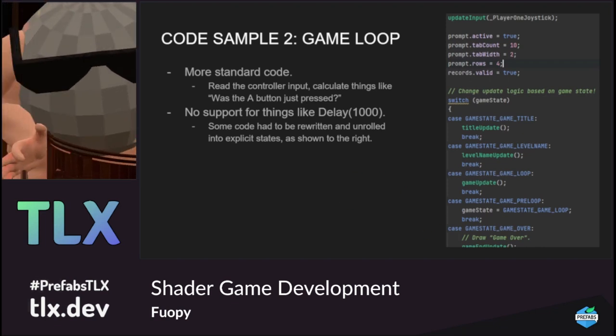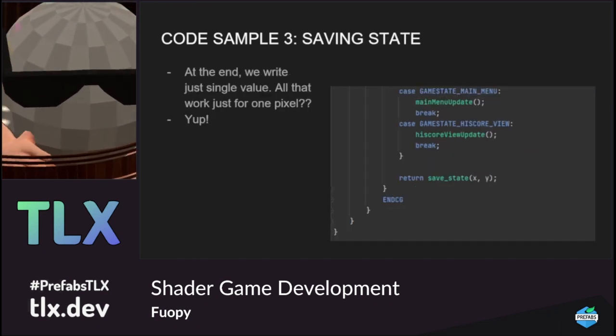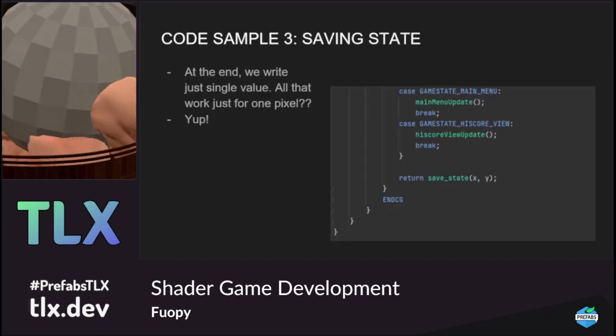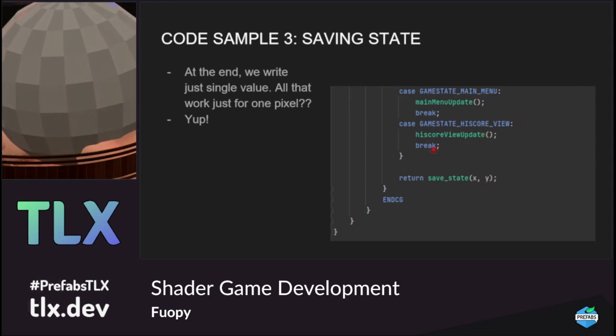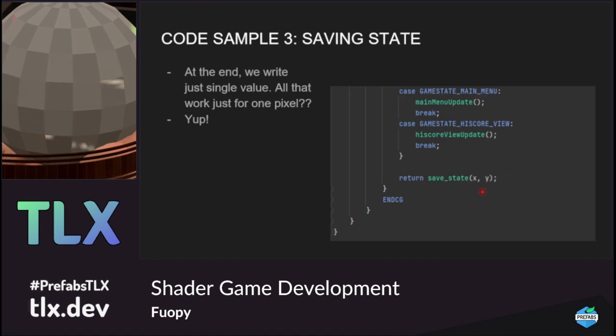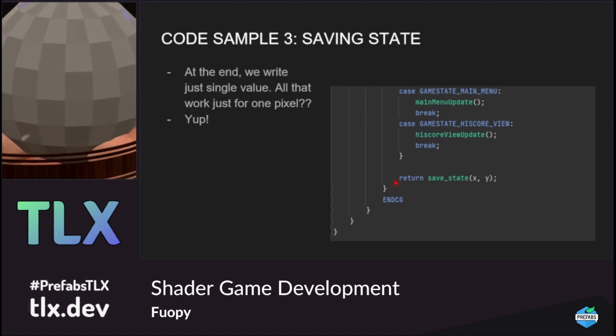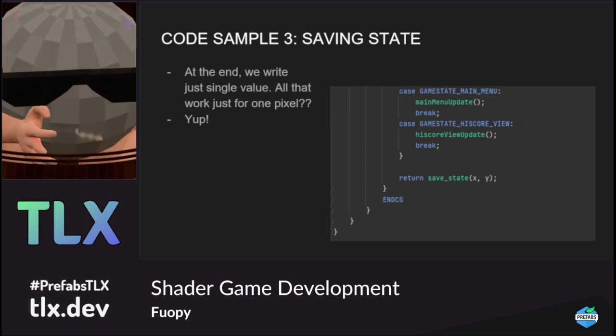So next we will go and take a look at saving state. After all the update logic has been processed, we just do our little save state function. Once again, our only input was an X and Y value, and our only output is a color. So what does save state do? Let's take a look.